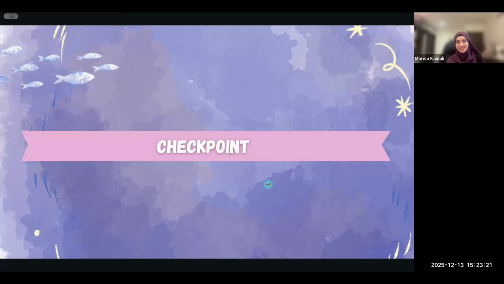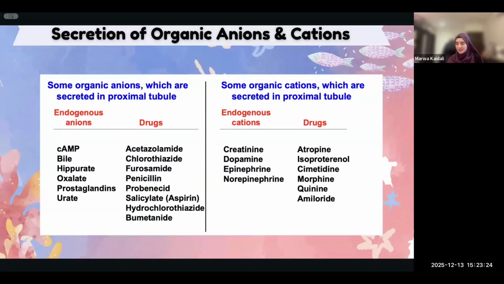Okay, I guess I'll move on to the next part. Again, if you guys are confused about anything, what is the charge of tubular fluid in the second half? Okay.